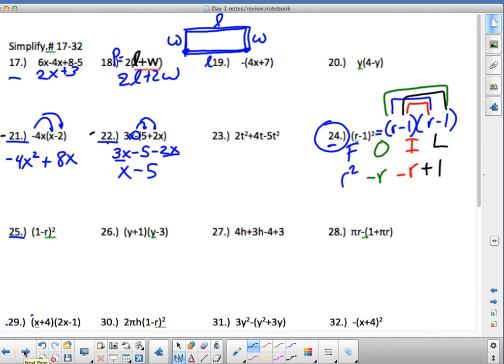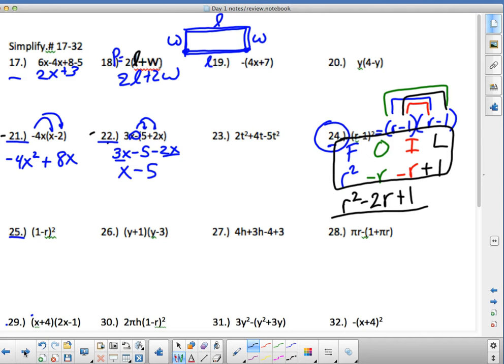plus 1. Now, remember, FOIL is a mnemonic device to help me do this in my head. Okay? It's to help me be speedier, if that can be a word. Right? Speedier. So I go r squared minus 2r plus 1 is my final answer, because I can combine my outside and inside terms. Keep in mind, this part of this FOIL is never, ever really written down. It allows me to do it in my head so I can be faster doing the problem.